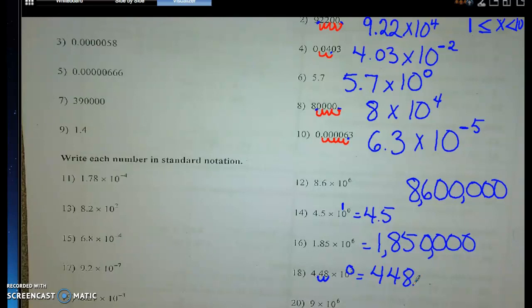Okay, number 20. 9 times 10 to the 6. So that decimal is right there after that 9. So there's no other numbers to move it around. So that's going to tell me that I need to have that 9 and then 6 zeros. 1, 2, 3, 4, 5, 6. So commas 1, 2, 3, comma, 1, 2, 3, comma. Okay, and so that is all of that side.